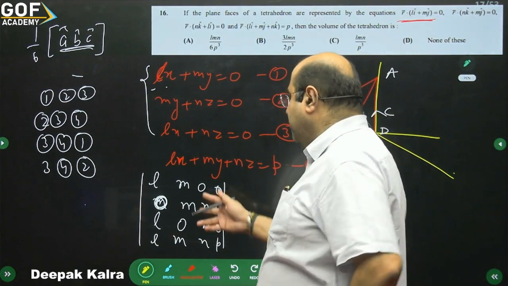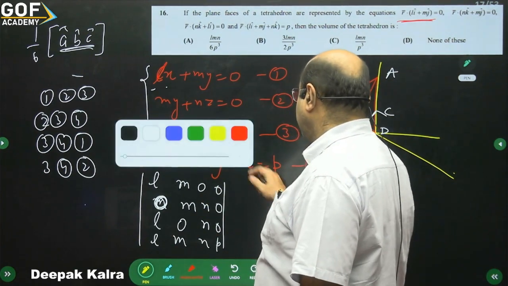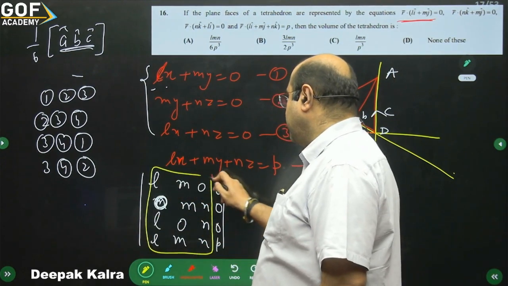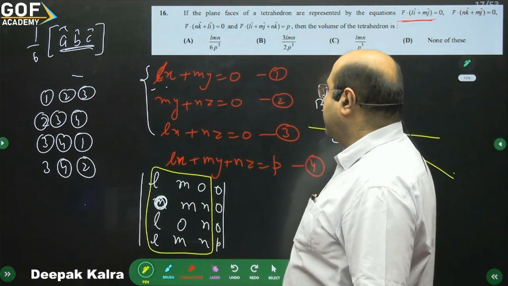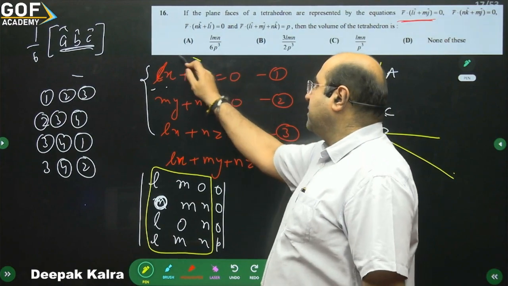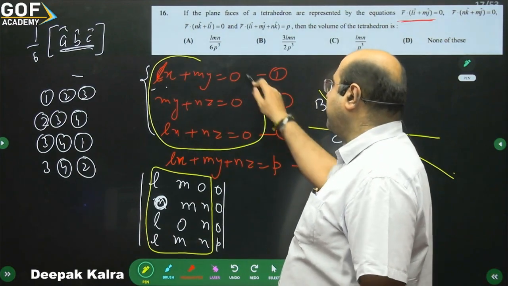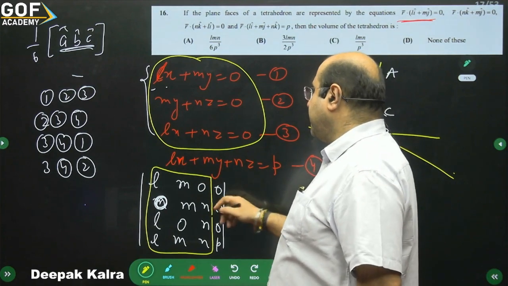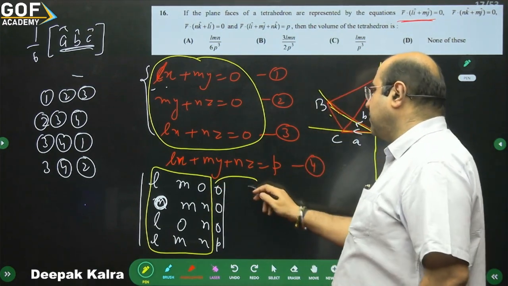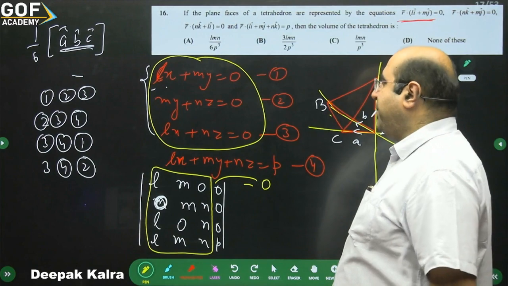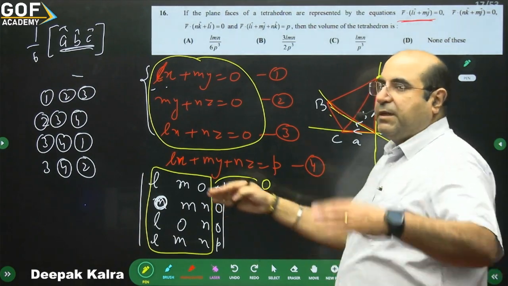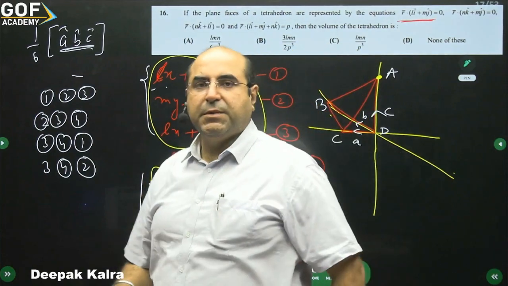Why is it being used? You understand? If I take this determinant, this tells me that these three things, meaning these three planes, if I make it equal to 0, I'll get the point condition, that they meet at one point. Understand what I'm saying?